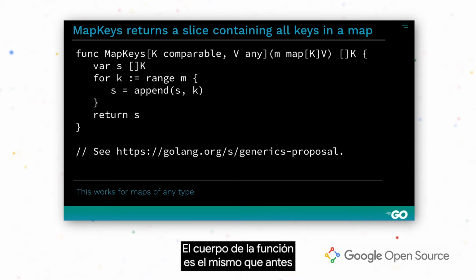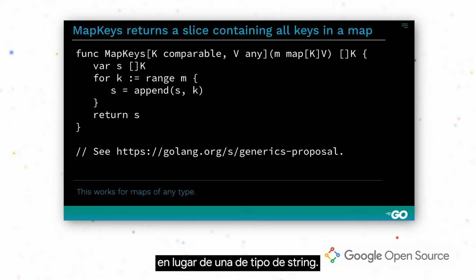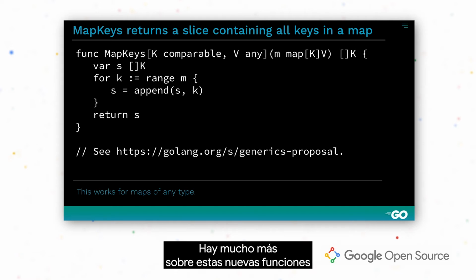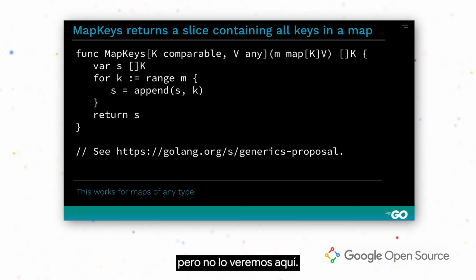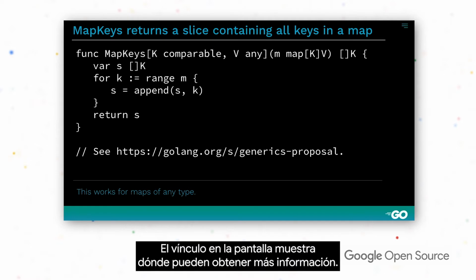The body of the function is just like before, except the variable s is now type slice of k rather than type slice of string. There are a lot more details of these new language features that I'm not going to discuss here. The important point is that functions can have type parameters, and although this example doesn't show it, so can types. The link on the screen shows you where you can read a lot more about this.